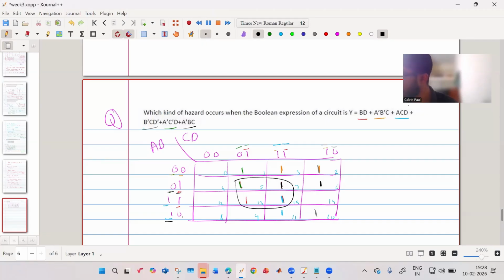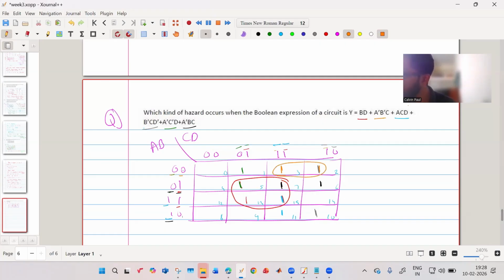You can minimize. Okay, let's draw the red case. Red case is this one. So this is your B and D, right? Then you have A prime, B prime, C, which is your orange. Orange is this case.